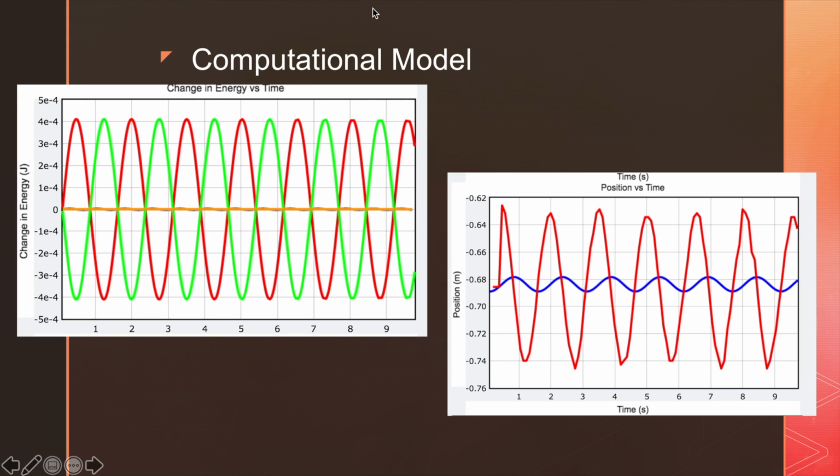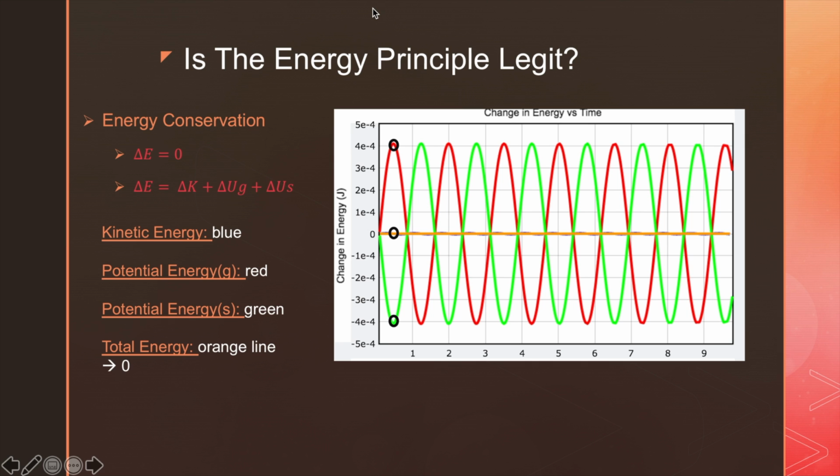Here are the graphical results from the computational model. As you can see, the graph on the left plots each respective change in energy type with a different colored line, and the total change in energy is at 0 in the orange line. The graph on the right is the position versus time of both the x and y direction, with the x direction in blue and the y direction in red. You can see here that their periods, which we are going to calculate in a minute, will be comparable, but not exactly the same. So does the conservation of energy principle hold up with this lab?